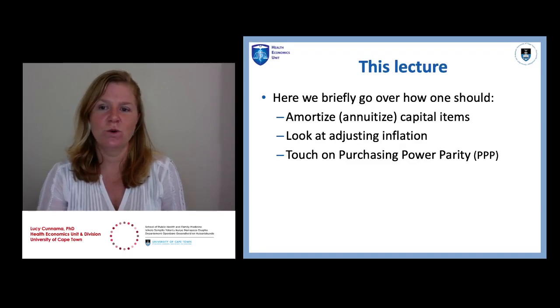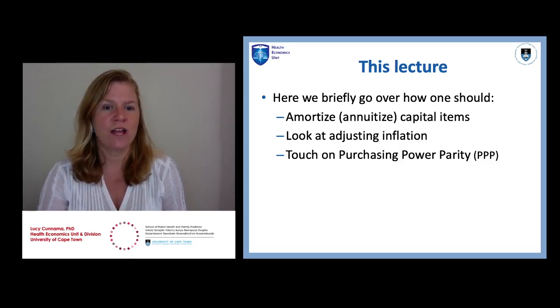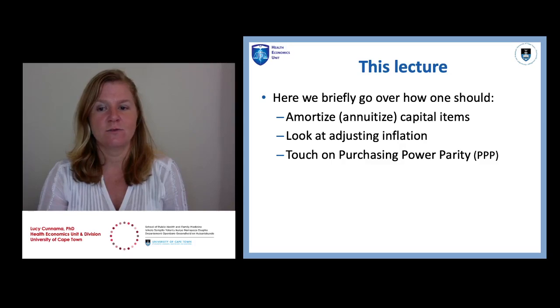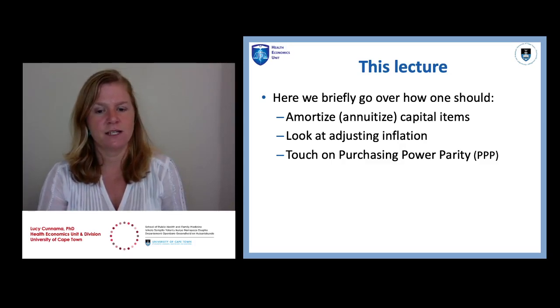In this lecture, we're briefly going to go over how one should amortize or annuitize capital items. We're going to look at adjusting for inflation, and we're just going to touch on purchasing power parity.